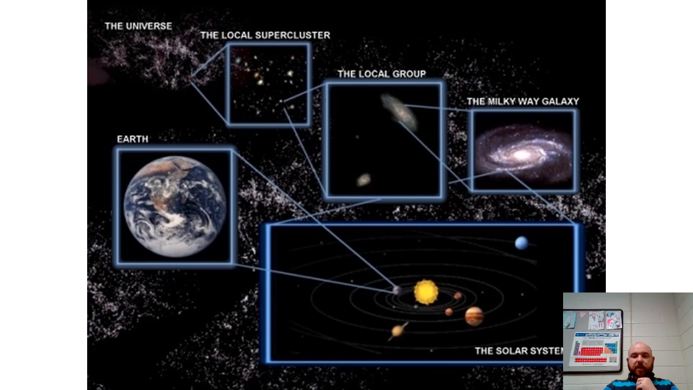Here on this slide, we have the organizational hierarchy of different structures in the universe. And it basically just flows like this. They use Earth as their example. So planets are organized into solar systems. Solar systems are organized into galaxies. Galaxies are organized into groups of galaxies. Groups of galaxies are organized into superclusters, and then the superclusters are organized into the whole universe. So that's just a description of the different hierarchical structures of astronomy.